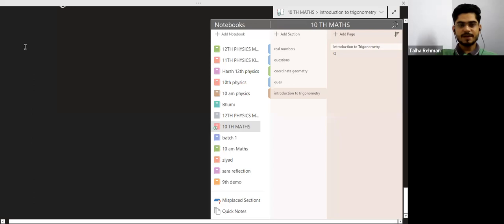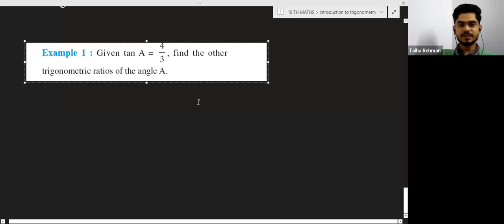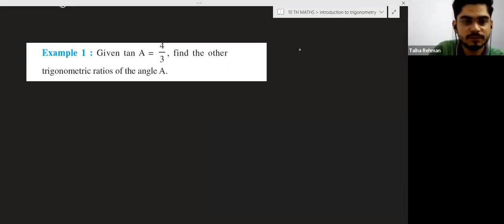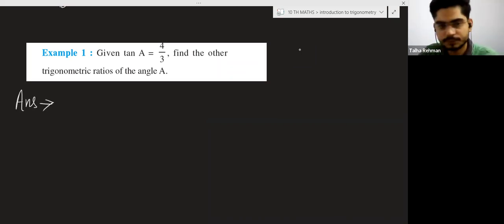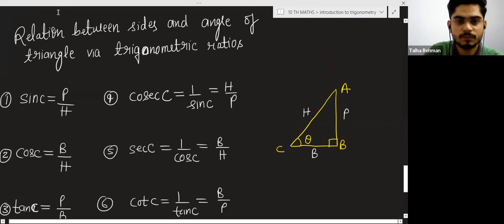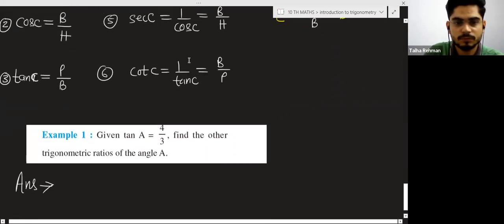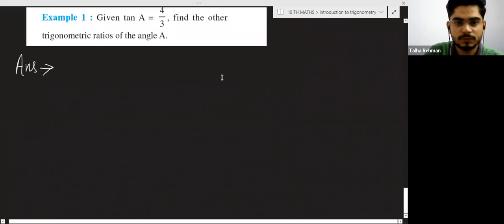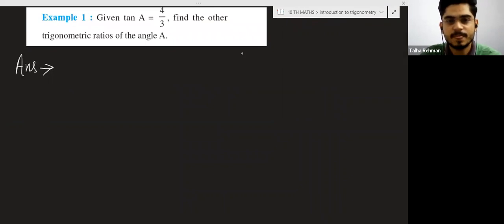So I am taking a question from NCERT example 1. This is the example 1 of NCERT and I will solve it. So now, tan A is given, and we have to find other trigonometric ratios of angle A.